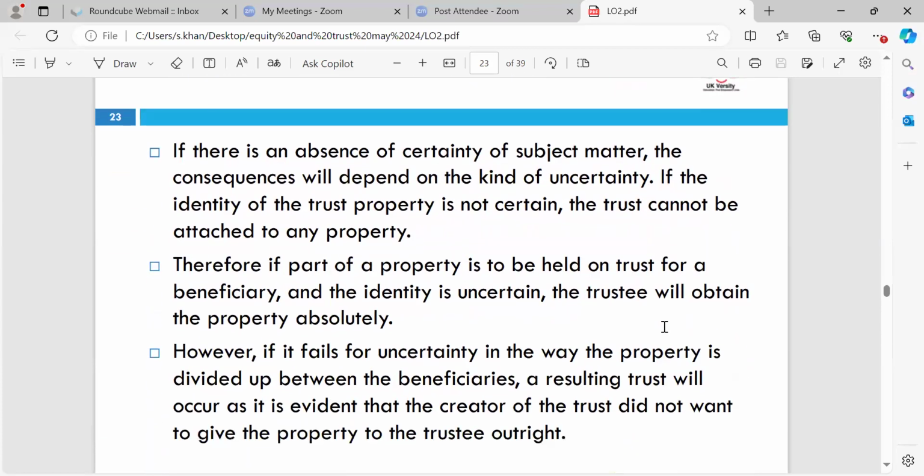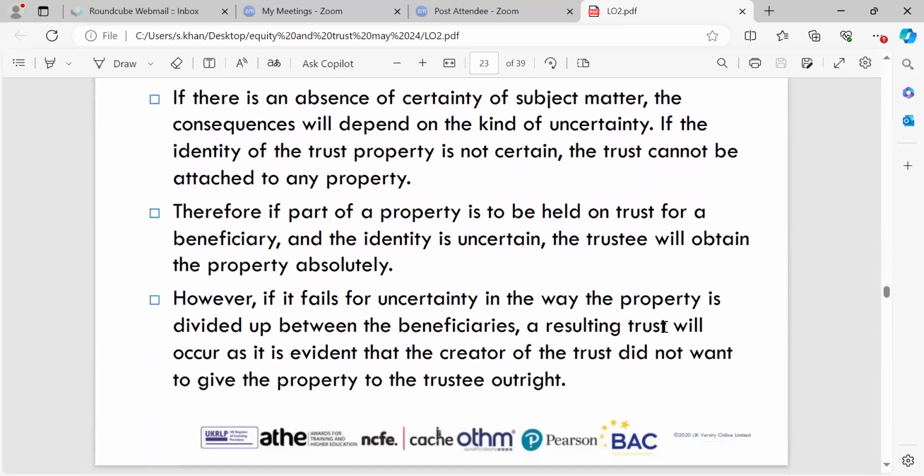If there's an absence of certainty of subject matter, the consequences will depend on the kind of uncertainty. So if the identity of the trust property is not certain, the trust cannot be attached to any property. Therefore, part of the trust is to be held on trust for the beneficiary. So it's really difficult sometimes to identify what is tangible and what is intangible.